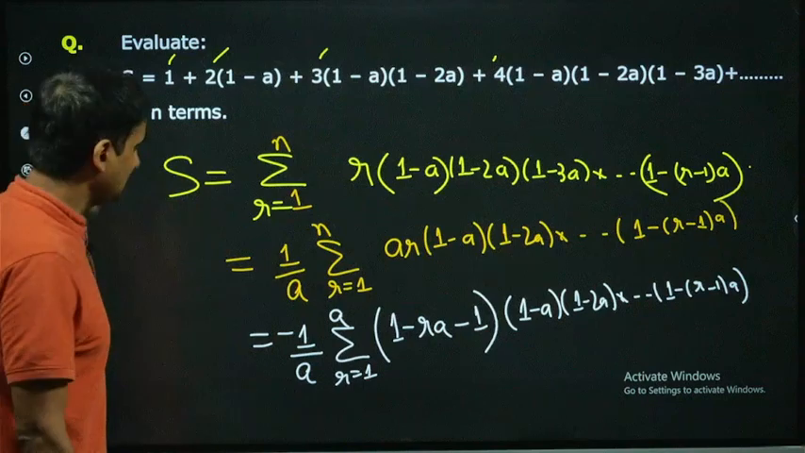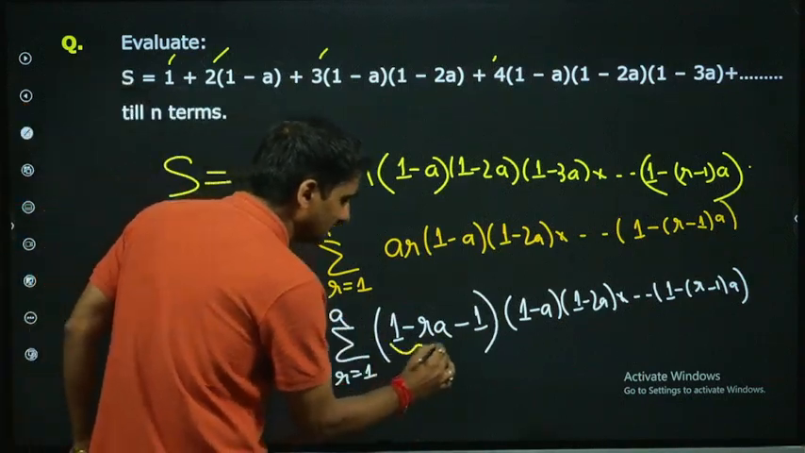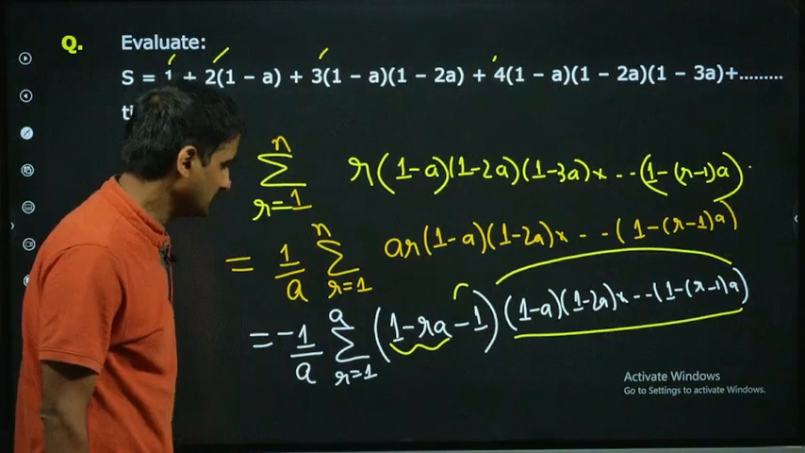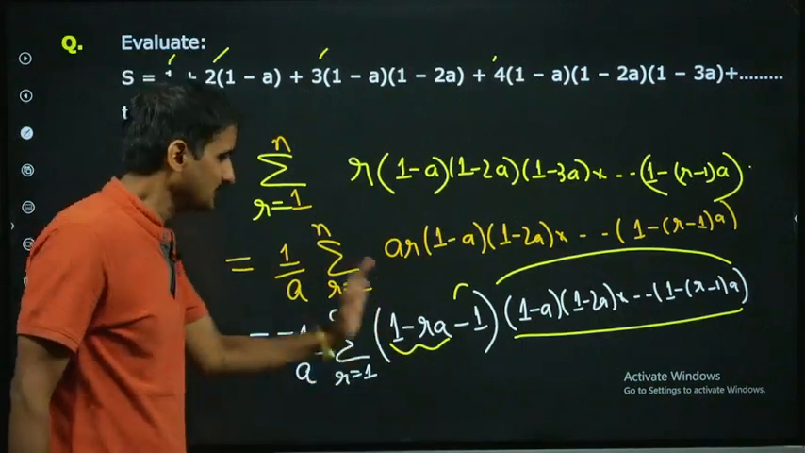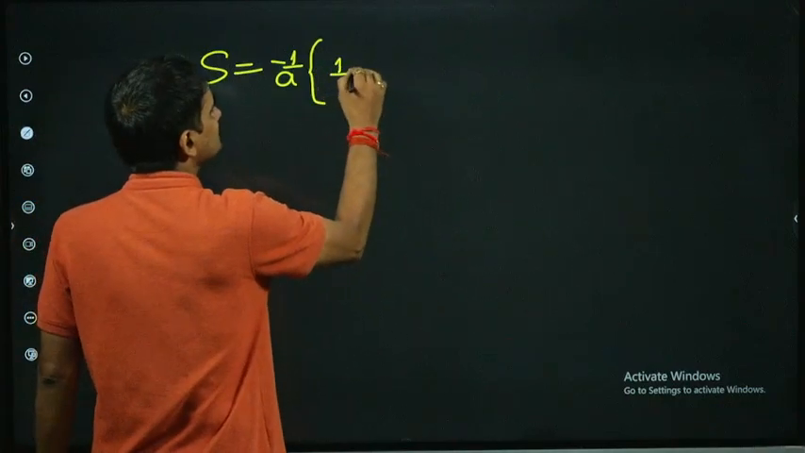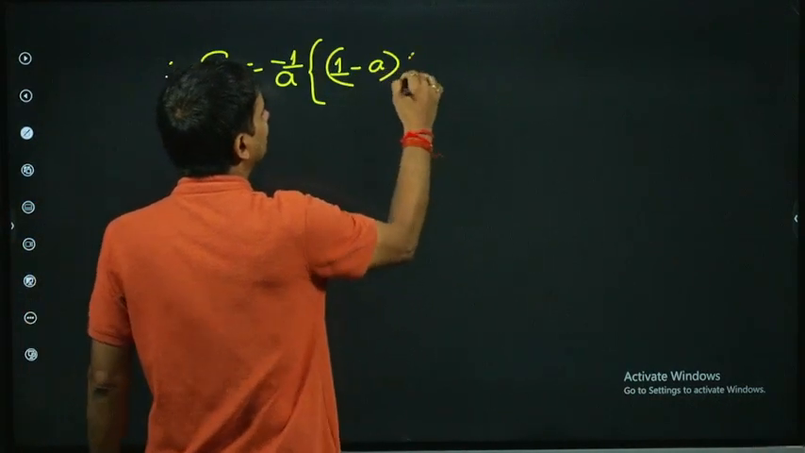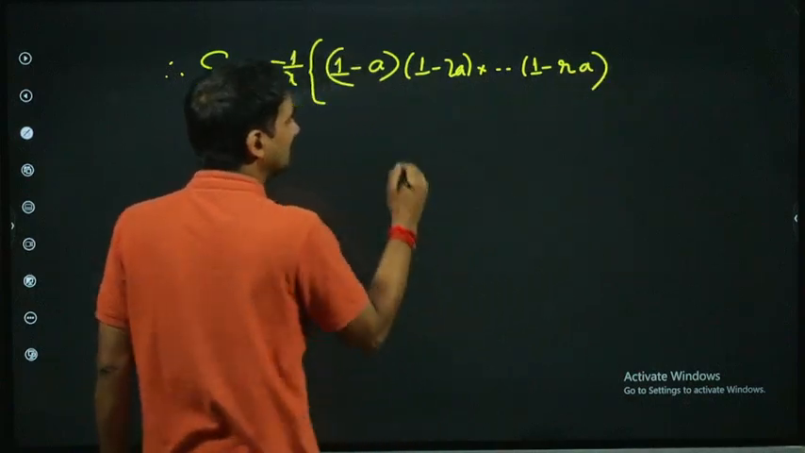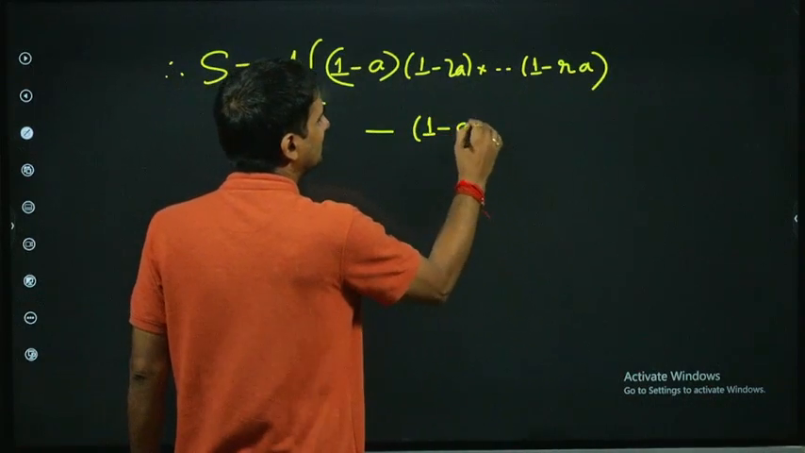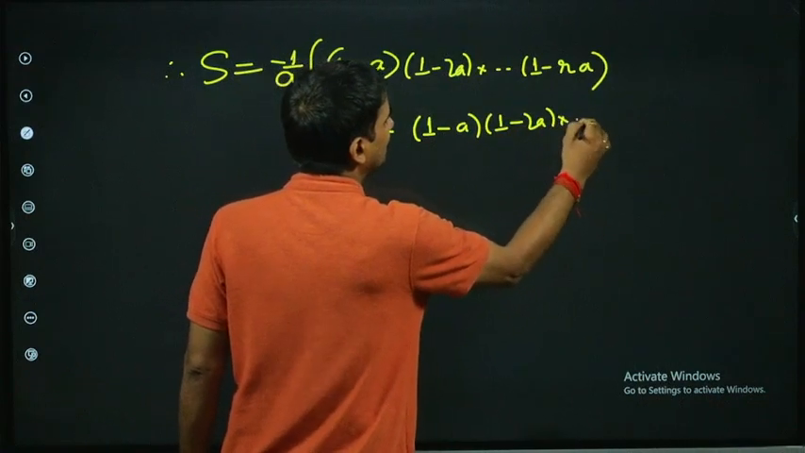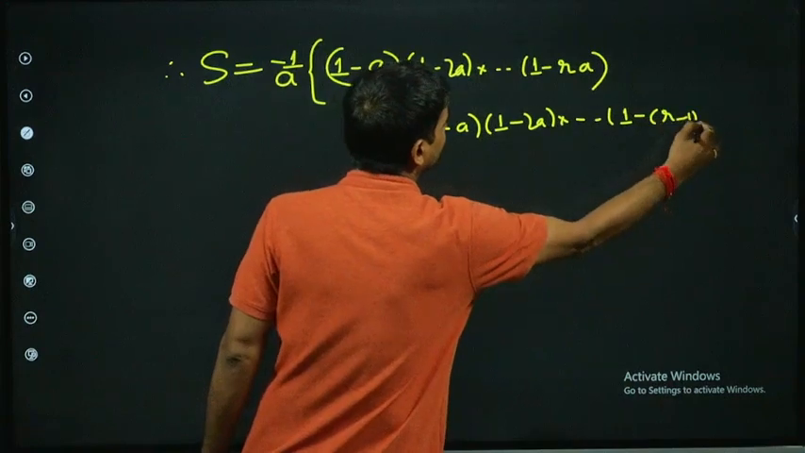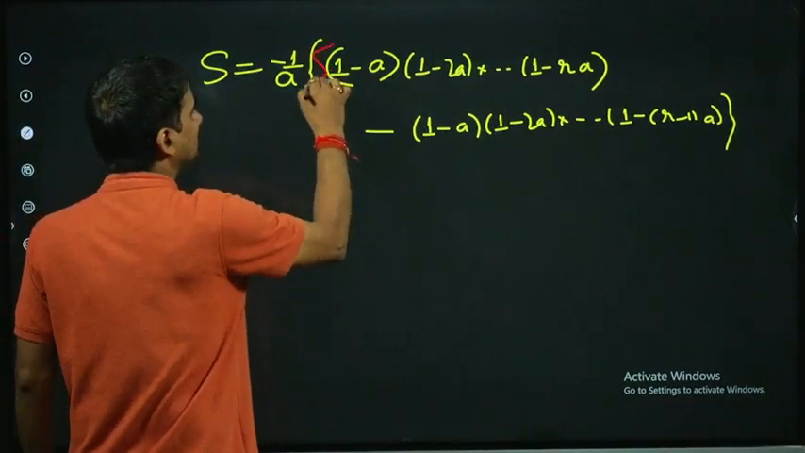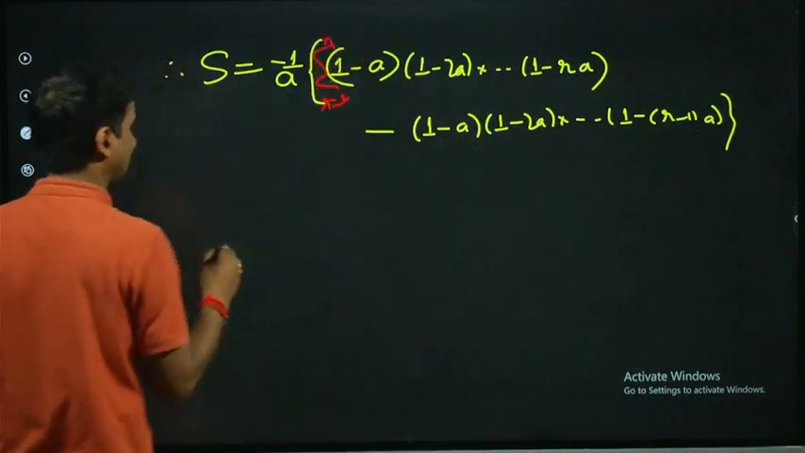Now let's break it into two terms. One is this into this entire term, and the second one is this into this entire term. Okay, so when I rewrite the first one, we have it as 1 minus A into 1 minus 2A till 1 minus RA, isn't that? Minus, the second one is 1 minus A, 1 minus 2A till 1 minus R minus 1 times A, and that's it. Okay, and of course we have the summation sign, so we should not forget it. R goes from 1 to n. Now let's try to open it.